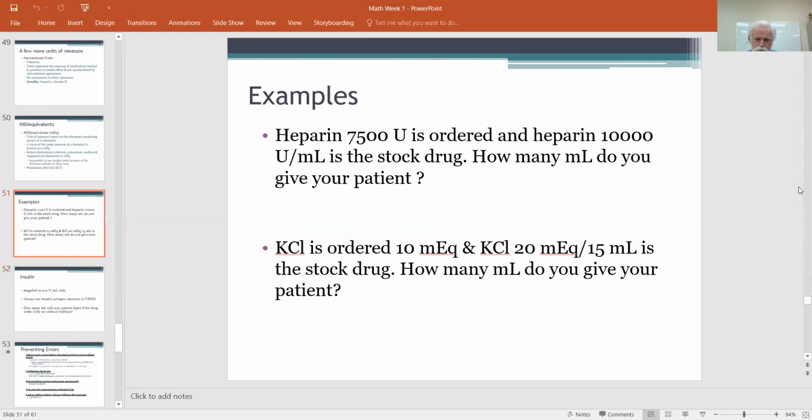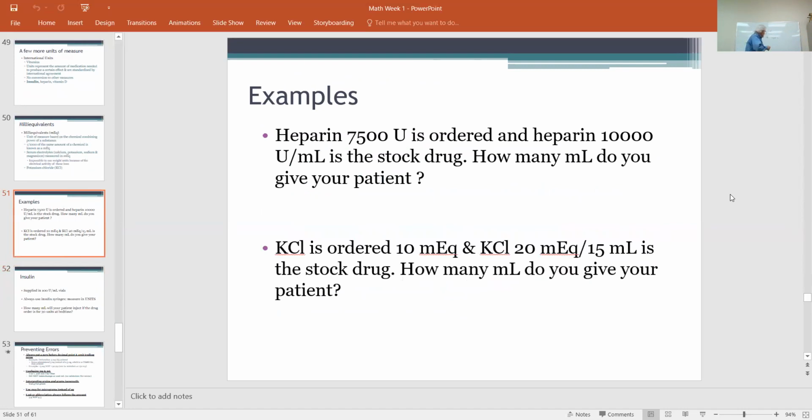Let's give a couple of examples here. Heparin is another one that's measured by units. Heparin is an injectable anticoagulant. It's given in hospitals following surgery. Occasionally you'll see this coming home.